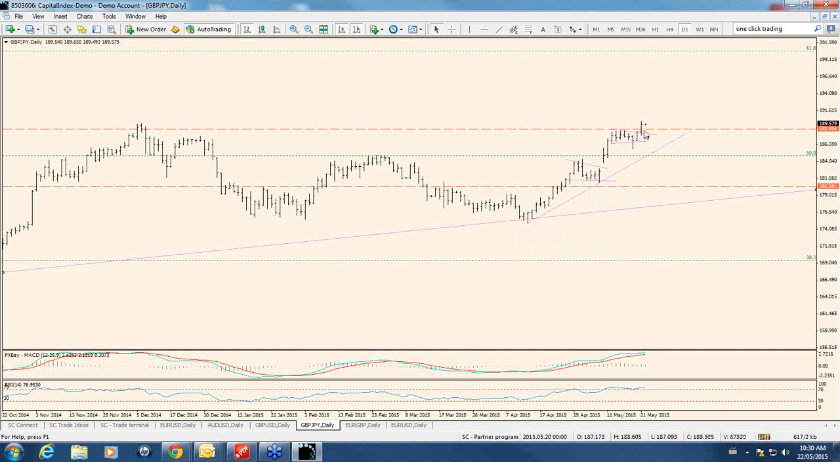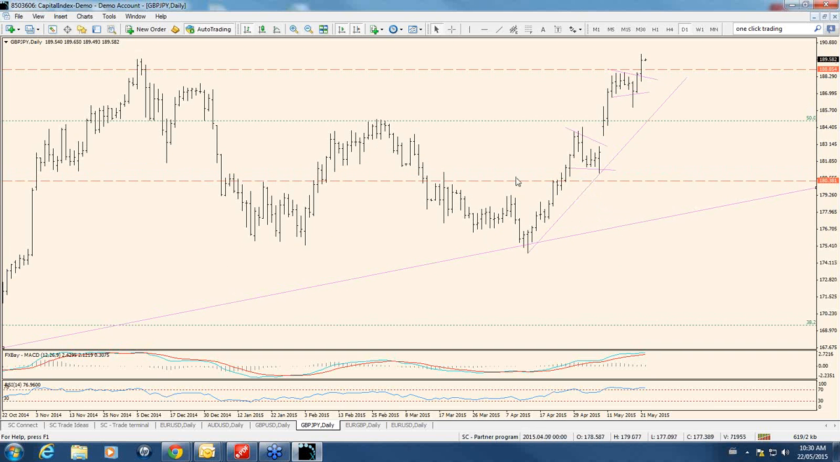The other way of analyzing it is using continuation patterns, and in here we can see very nice continuation patterns. How do we analyze that? These are called flags. You can see a flag in here, and you can see a flag in here. So the price has been going up, and even in here you could see a little flag.